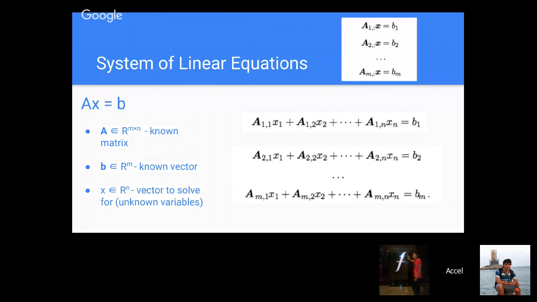Did you guys want to add anything to that? No. So I hope everyone is clear with the representation. It's basically all these systems of linear equations can also be represented in the matrix format.